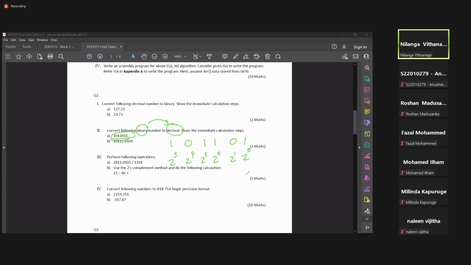Then you can multiply. 1 multiplied by 2 to the power 0, 0 multiplied by 2 to the power 1, 1 multiplied by 2 to the power 2, 1 multiplied by 2 to the power 3, 0 multiplied by 2 to the power 4, and 1 multiplied by 2 to the power 5. Then you have to add all of these.